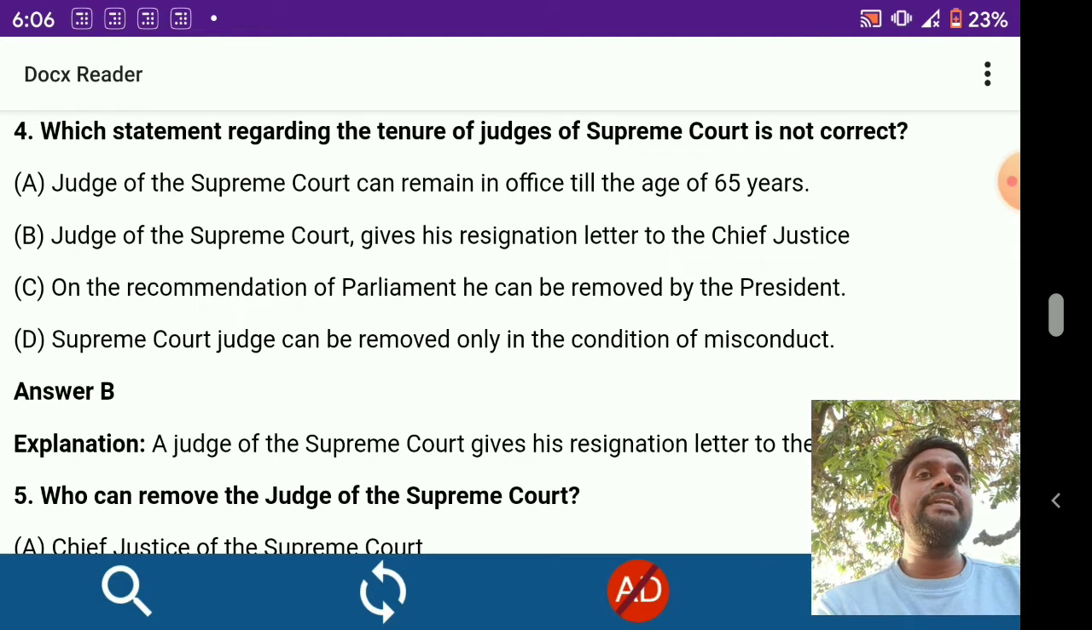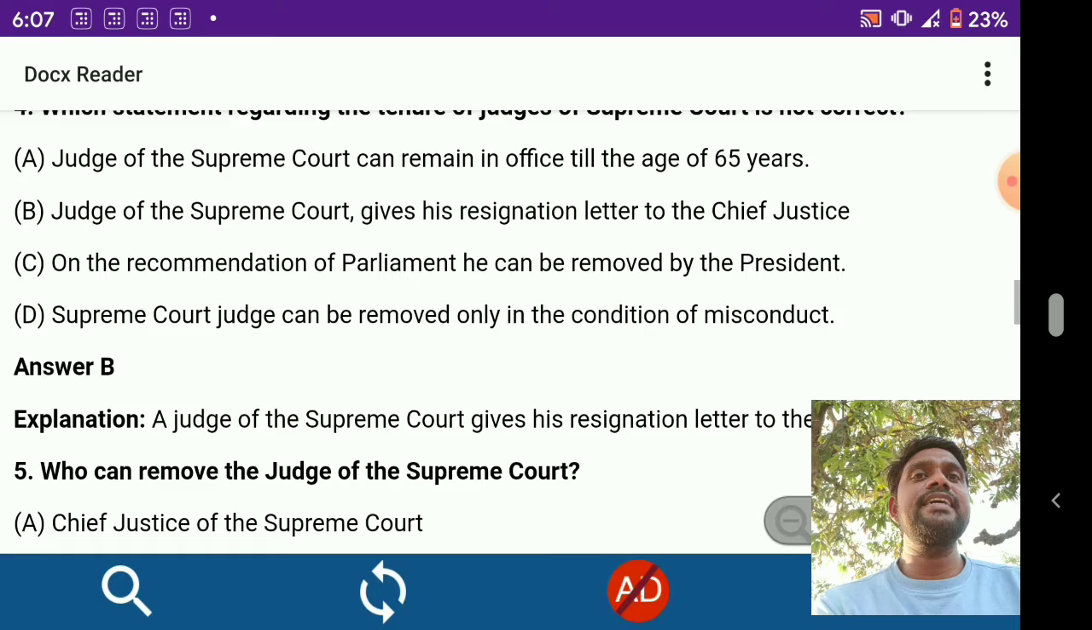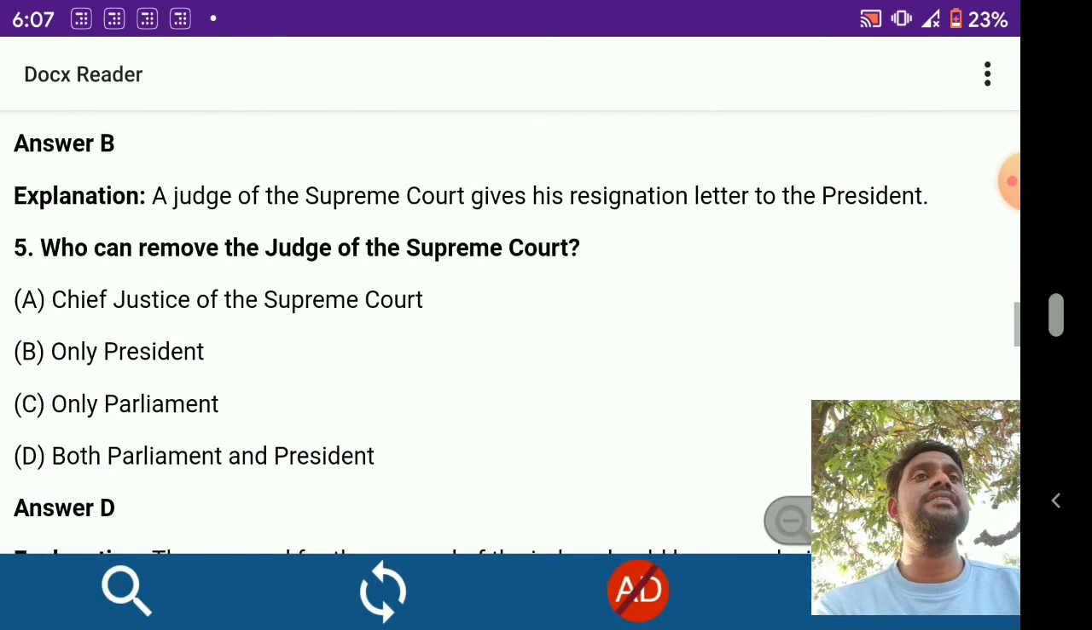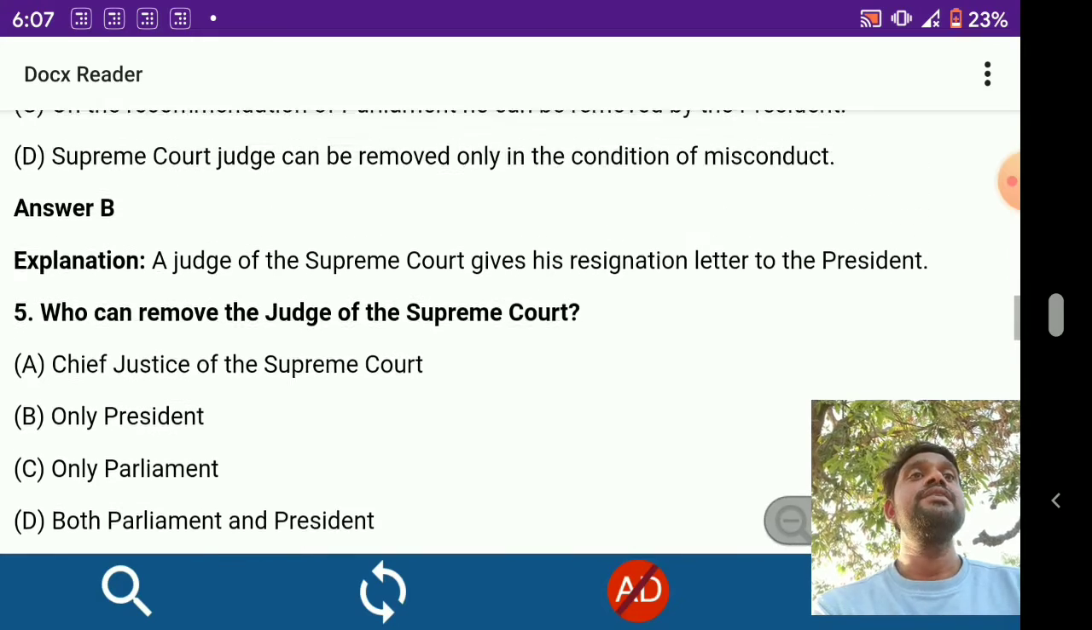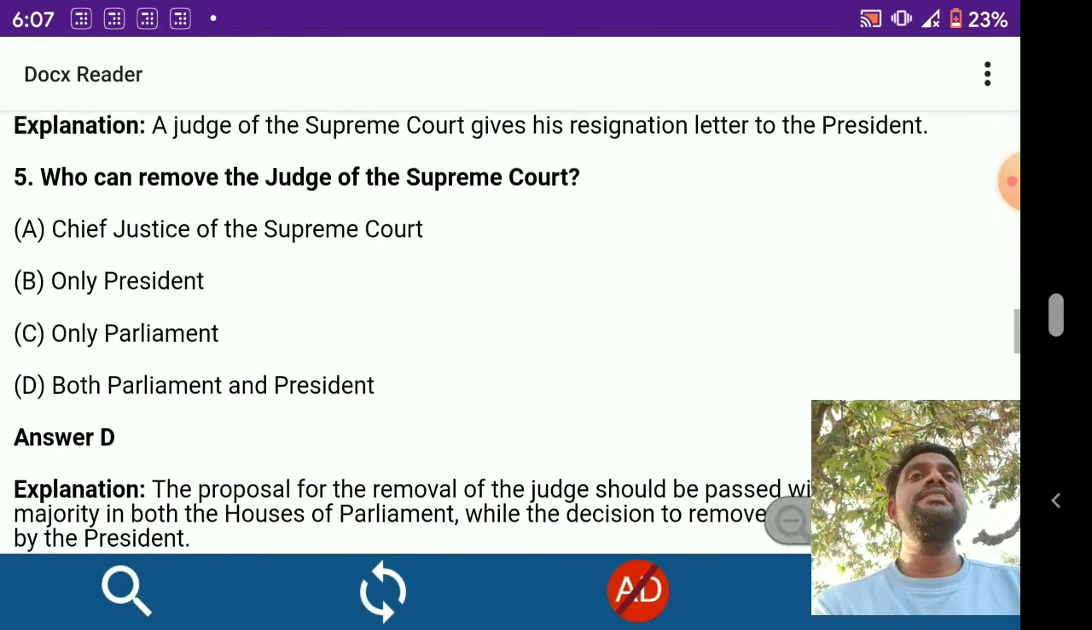Option C, on the recommendation of Parliament, he can be removed by the President. Next, option D, a Supreme Court judge can be removed only in the condition of misconduct. So which is not correct related to Supreme Court? Option B, a judge of the Supreme Court gives his resignation letter to the President, not CJI.